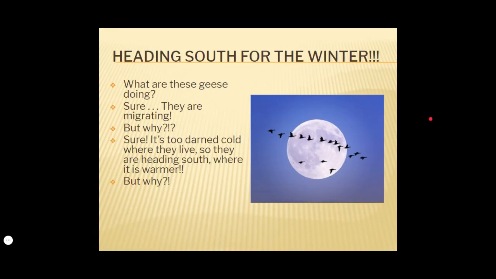But why would they do this instead of growing a physical adaptation to help them stay warm in the winter? Well, it's because they can't find the food that they need at home. Because of the cold weather, their food source dies out over the winter time, and they have to migrate to get food. They've got to go where the food is.